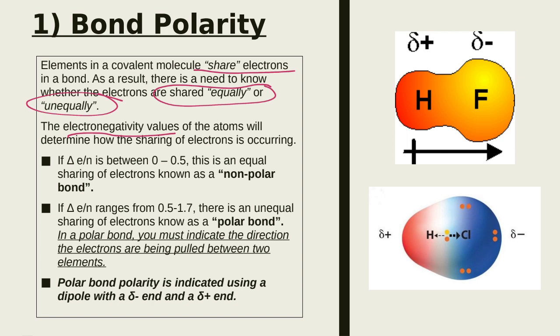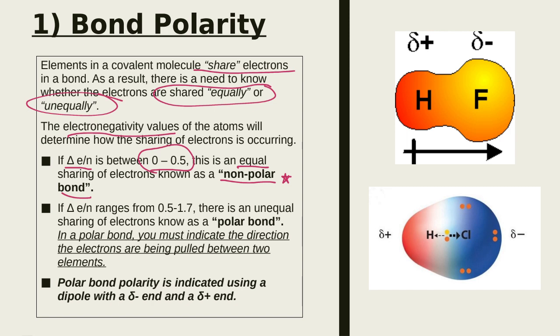So you have to take the difference in electronegativity values. If the difference runs from 0 to 0.5, what that means is that the electronegativity values of your atoms are very similar, very close together. And that means that they have sort of an equal attraction for electrons in the bond. And if it's an equal attraction, those electrons really won't be pulled from one atom to the other. And we call this a non-polar bond. Okay, non-polar means equal sharing of electrons.